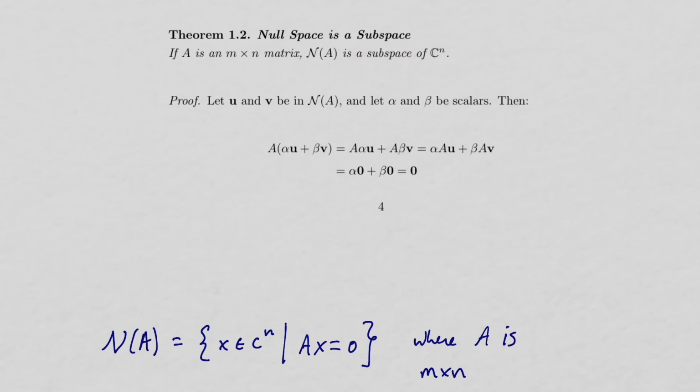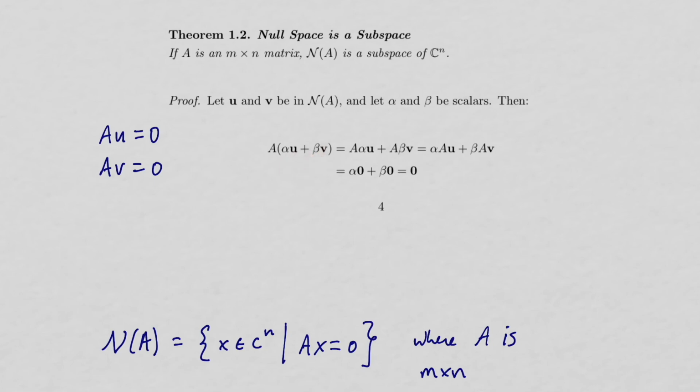It just checks closure. So if we let u and v be in the null space of A, well, if u and v are in the null space of A, that means A times u equals 0 and A times v equals 0. Because by definition, if x is in the null space, Ax equals 0. So if u is in the null space, Au equals 0. If v is in the null space, Av equals 0. And we form a linear combination, as always, to check closure.